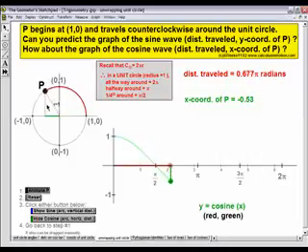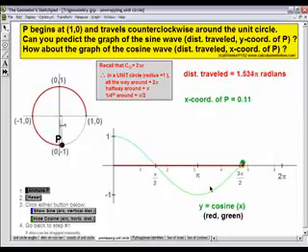Now cosine will be negative in the second and third quadrant. So again, this distance is represented by the vertical distance here of the point. And as we come back around here, when we get to 3 pi over 2, again, cosine is 0. And we'll get to 2 pi, and we get back to where we started from.